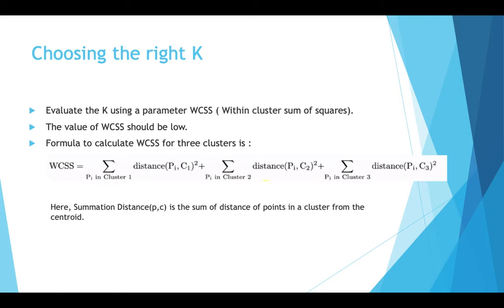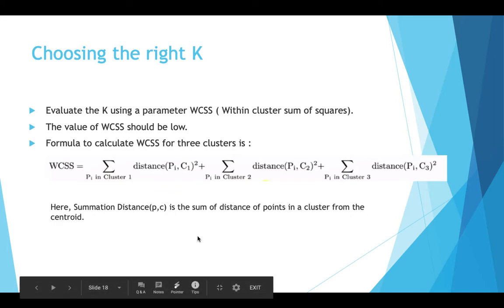The formula to calculate WCSS for 3 clusters. Here WCSS is equal to the summation over Pi in cluster 1 of the distance between Pi and the cluster 1 centroid, squared. Here the summation of distance PC is the sum of distances of points in a cluster from the centroid.